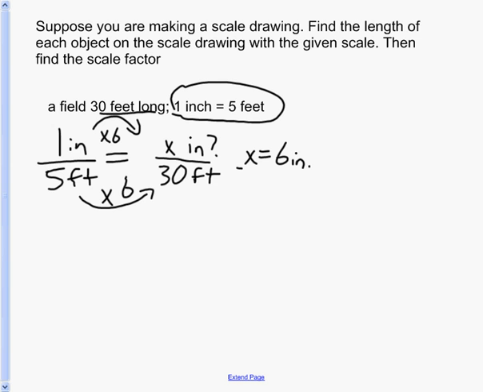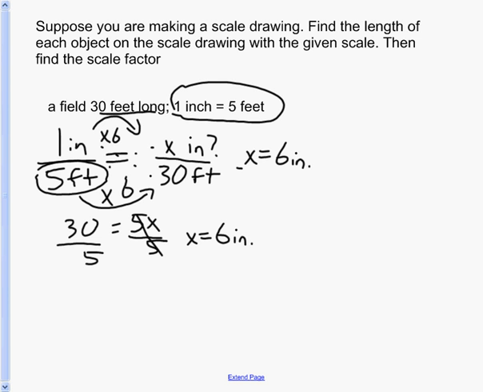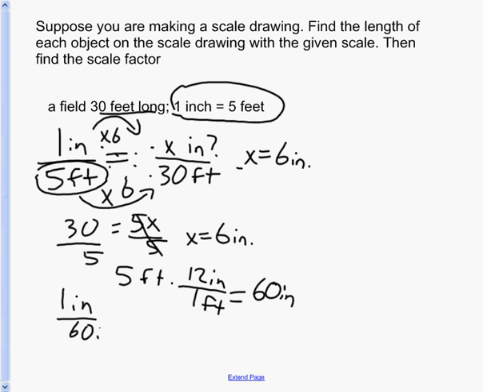Otherwise we would cross multiply to get 30 equals 5x. Dividing by 5 on both sides, we will also find that x equals 6. So we just double checked our work. 6 inches. Scale factor means we're going to have to change this feet in our rate to inches. So 5 feet times 12 inches in a foot gets to 60 inches. So now I have 1 over 60 inches. And my inches canceled to get me a scale factor of 1/60th.